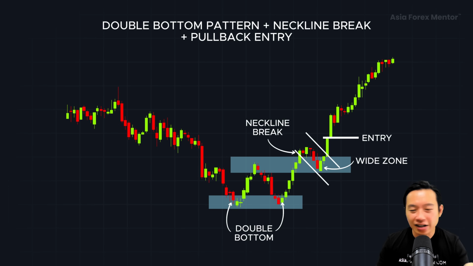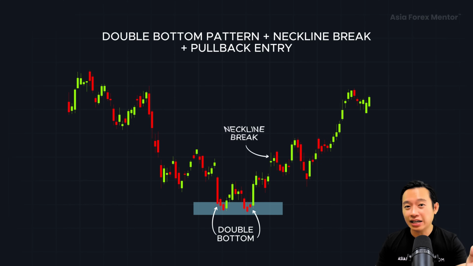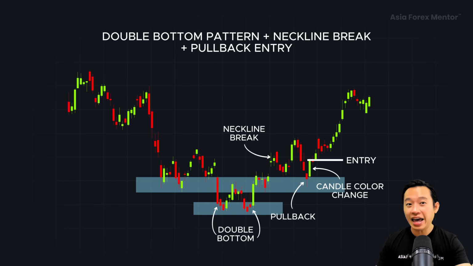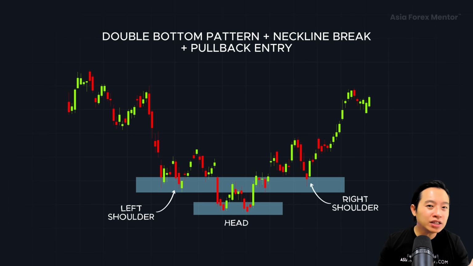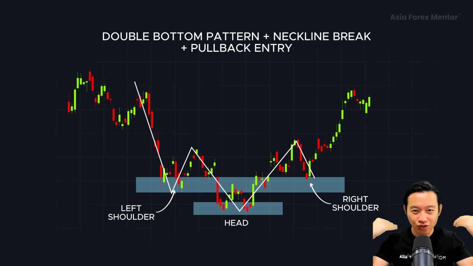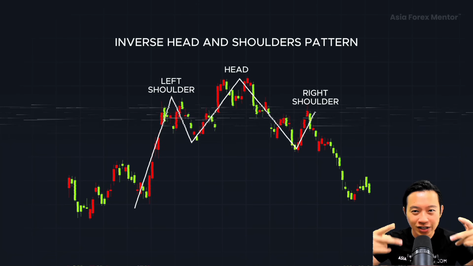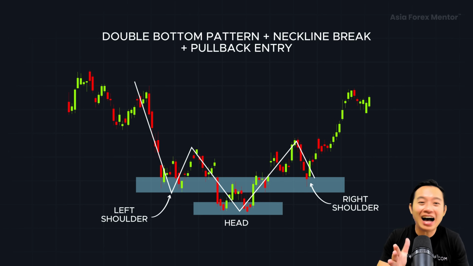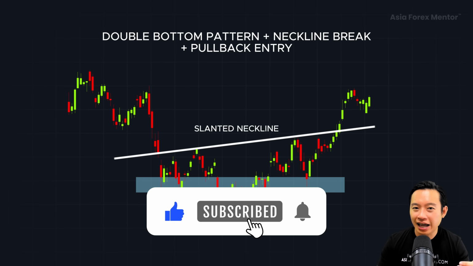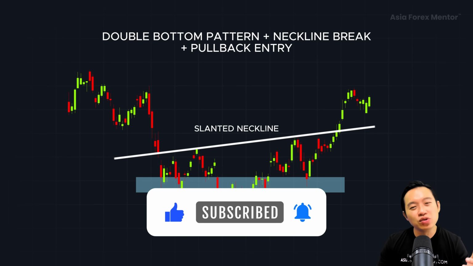Let's take a look at another example. You have your double bottom pattern and your neckline break here. You then have a pullback to the neckline, forming a long wick candle, a candle color change, and a bullish momentum candle. Even better, this is also the right shoulder of an inverse head and shoulders pattern. The head and the shoulders, now flip it over: inverse head and shoulders pattern, which makes this an even higher quality long trade setup. This can also be interpreted as a slanted neckline, and all of this gives you an A trade.